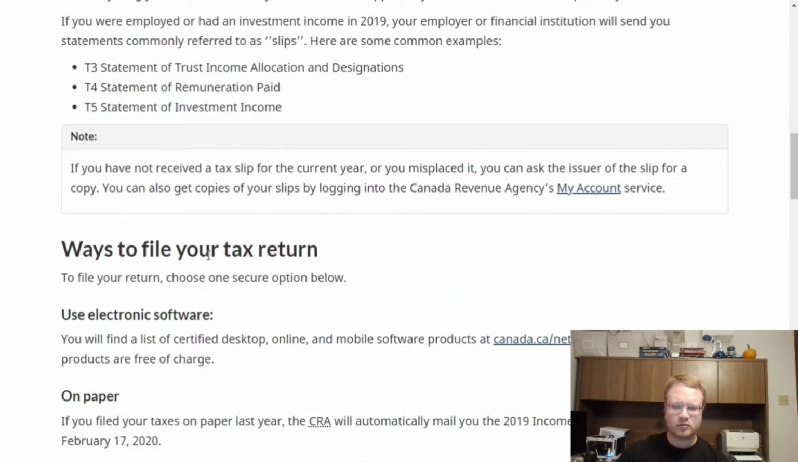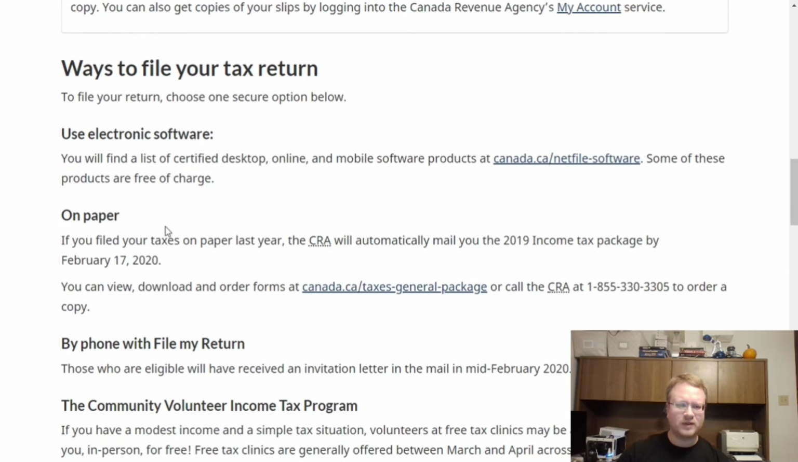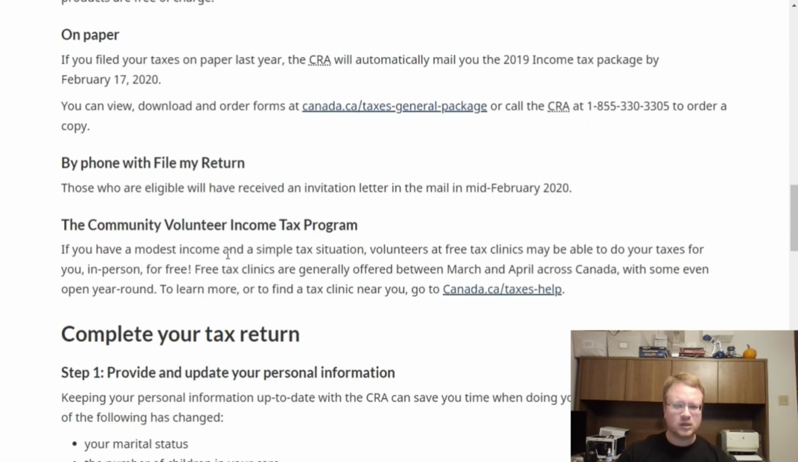Ways to file your tax return. So how do I actually fill in that paperwork and get it to the government? There's a list of software that we can use to help fill it in. We can fill it out on paper and submit it that way. There's information here about getting the forms or a phone number to call. You can do it by phone for certain people, or there's that community volunteer program that we talked about. If you need help, if you have a modest or low income and you have a simple tax situation, you can go speak to these volunteers for free in March or April across Canada. Some are open year-round, and there's more specific information here if you are interested in that option.